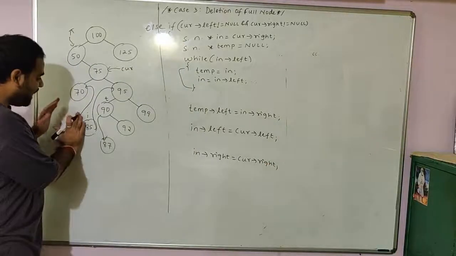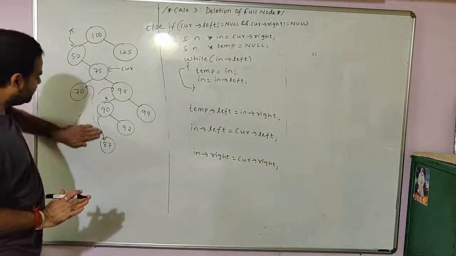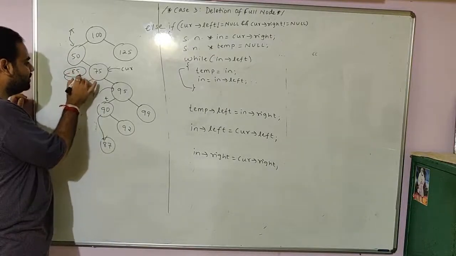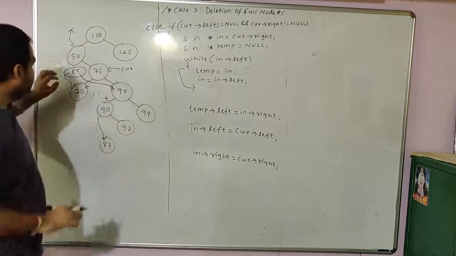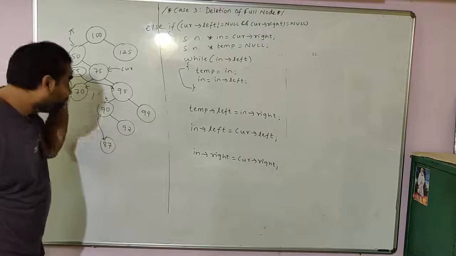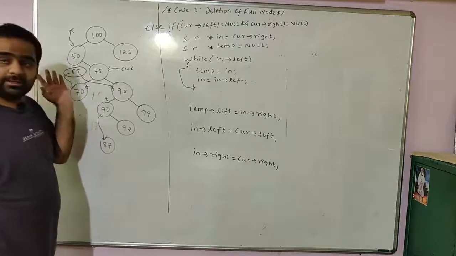Now, it means as good as if I redraw the diagram, this 85 is being taken up, and the left child is 70 and the right child is 95. Now, who should be the parent of 85? 50 should be the parent of 85 because 50 is the parent of 70.